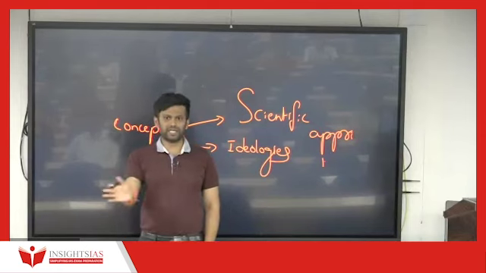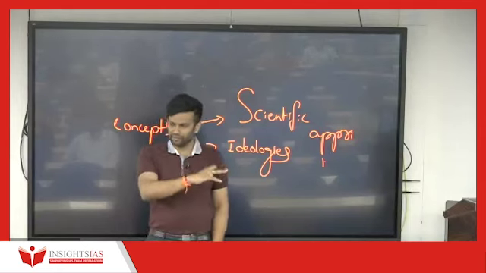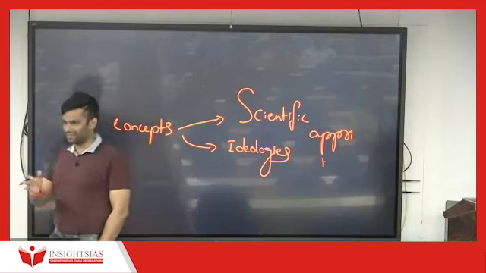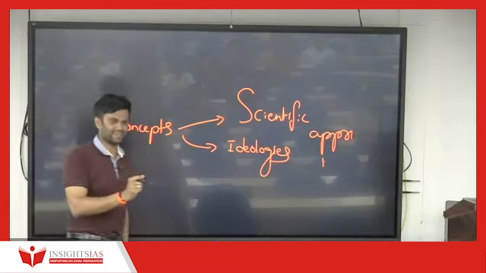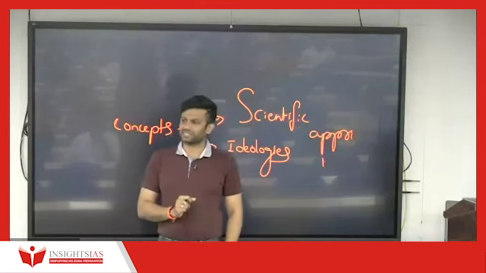Now we say the BJP and the RSS are right wing. We say the Communist Party is left wing. Congress is neither; they will say whether center of the right or center of the left. They'll be taking turns. So how do we bring this classification?